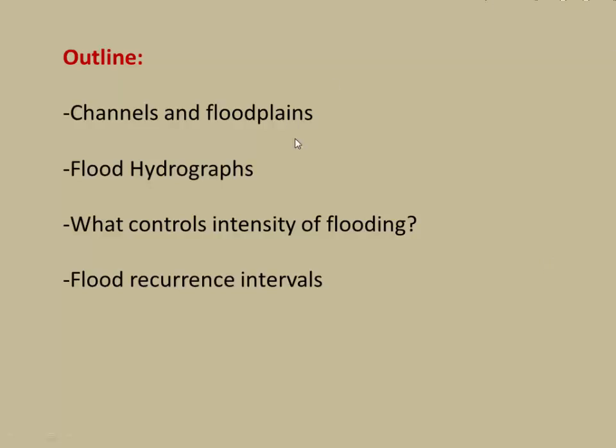So in summary, we introduced the idea of channels and floodplains. We looked at what a flood hydrograph is and how that data is generated. We looked at what controls the intensity of flooding, including floodplains, runoff fraction, and storm intensity. And then we finished by understanding how geologists document flood recurrence intervals and try to predict how often floods happen.